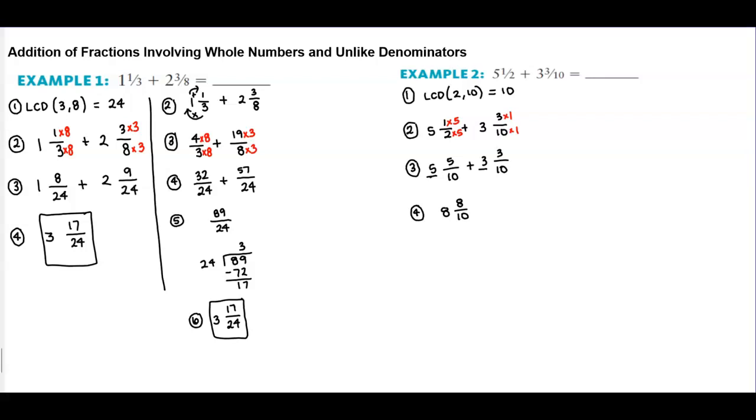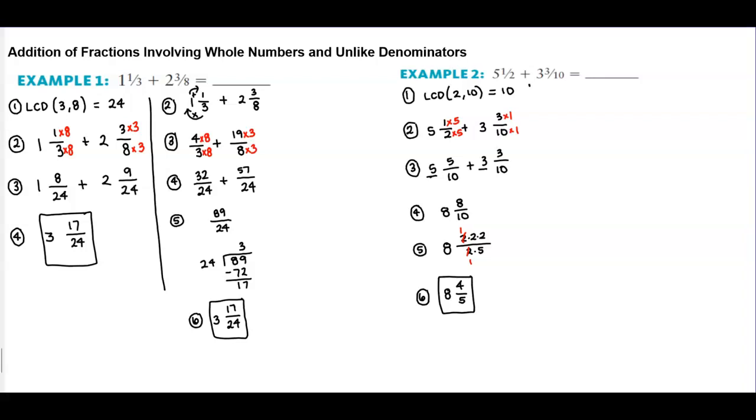Now recall, we cannot leave this unless it's a simplified reduced fraction. So the 8/10 needs to be simplified. So recall that the prime factorization for 8 is 2 times 2 times 2. The prime factorization of 10 is 2 times 5. So as you can see here, the 2's can be simplified to 1, and then what's left is the following: 8 4/5.